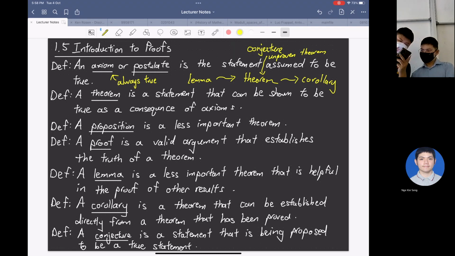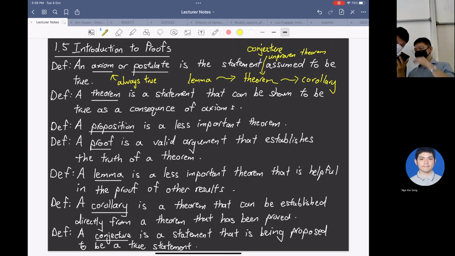Were you here last week? Last two weeks? No, you're not here, so you just arrived. This one is last week's material, the implication. First week, second week, we worked on this implication.